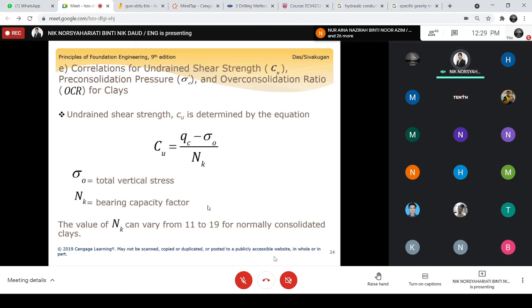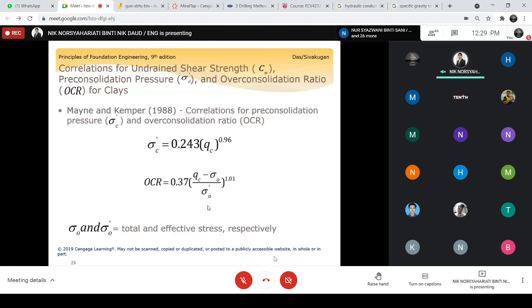Then we have the correlation for the undrained shear strength. This is still under CPT, so don't be confused; this is still the undrained shear strength, the Cu. It is related to the pre-consolidation pressure and also the over-consolidation ratio for clays. We can use this equation for the Cu determination. Then Mayne and Kemper also provide two equations to find the undrained shear strength in relation to the over-consolidation ratio and the pre-consolidation pressure here.